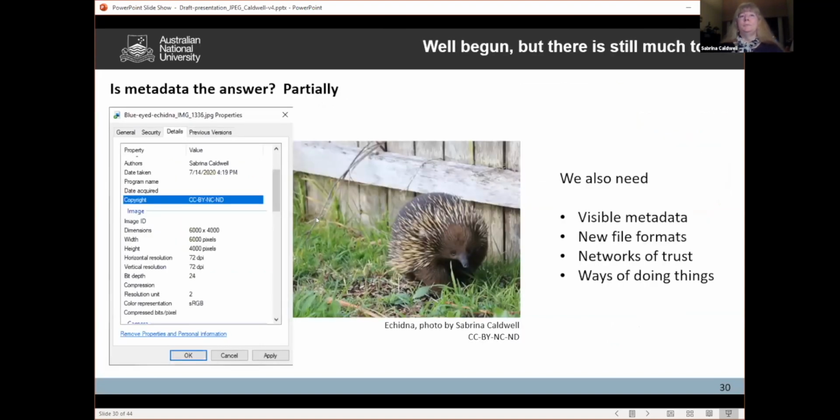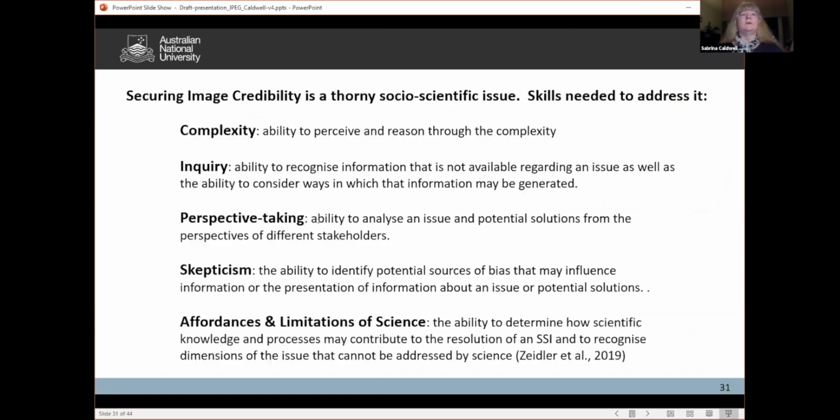Is metadata the answer? Partially. I won't go over that because Frederick did that earlier. But what I will say is that this is a very thorny problem. It's very difficult. We aren't going to come up with silver bullets for this. We're going to have to come up with lots of different approaches. We have to be able to understand that this is a complex problem. We have to understand what information we do have and what information we need and ways that we can get that information. We have to understand other people's perspectives on these issues. We have to understand whether or not we have any biases in respect of the way that we think about this issue. And we also have to think about what we can and can't do with the technology that is available to hand.